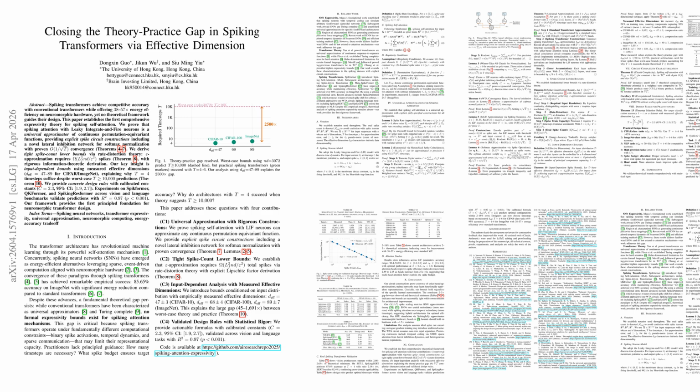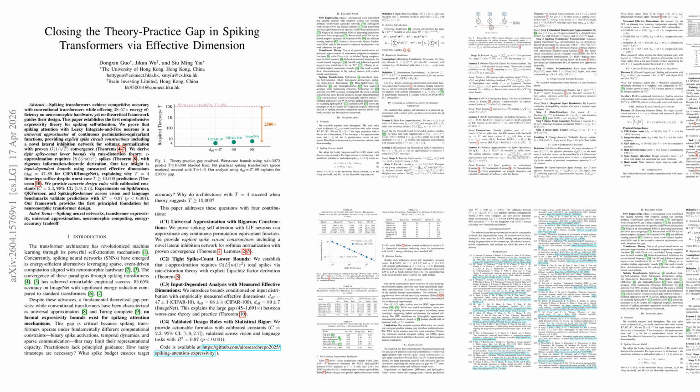Epsilon approximation requires Ω(L F² D / ε²) total spikes, and extends this to input-dependent bounds using effective dimension, d_eff, rather than ambient dimension, N·D. That effective dimension analysis is the key novelty.